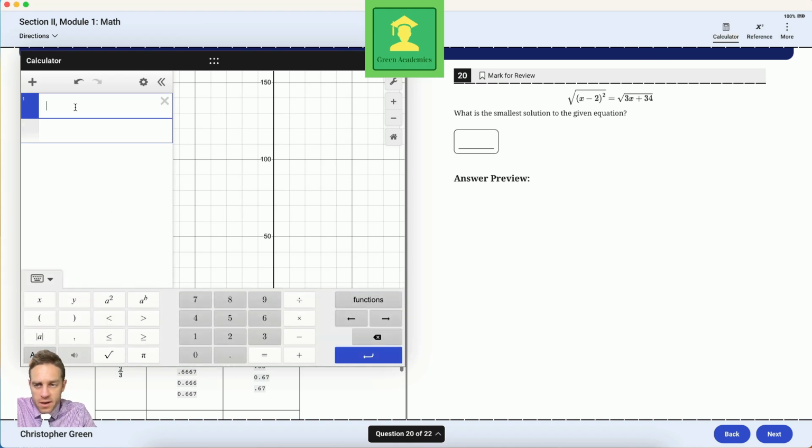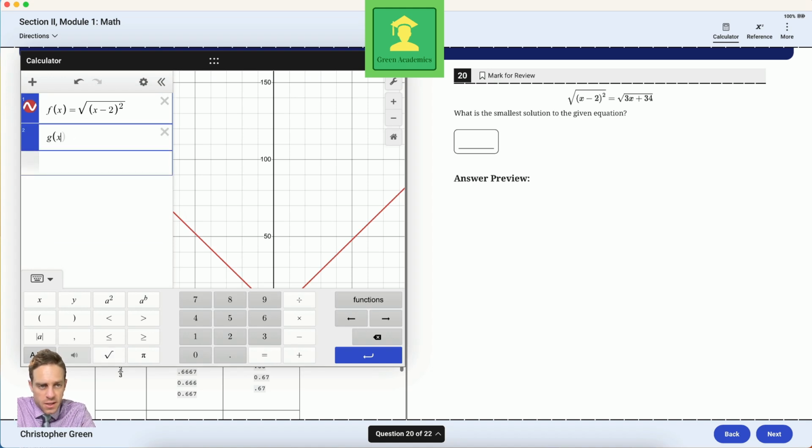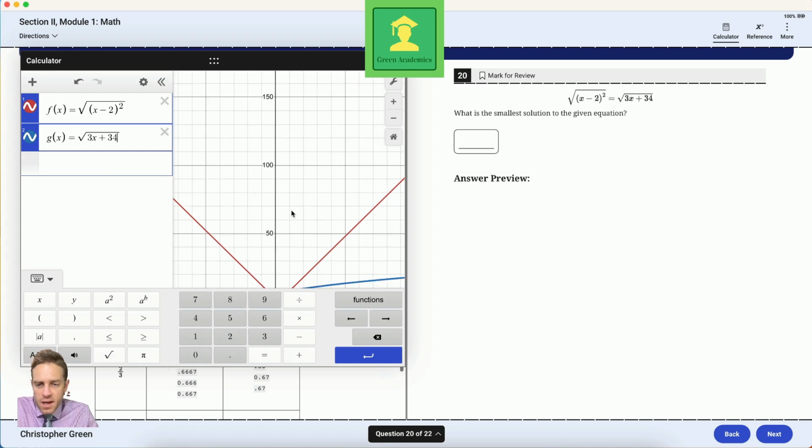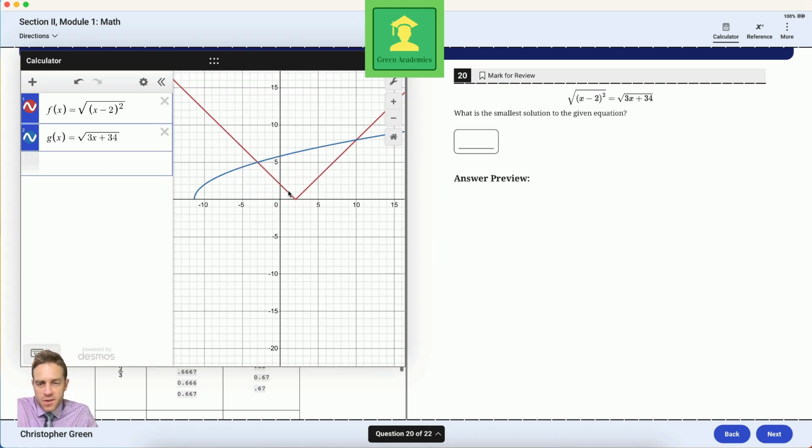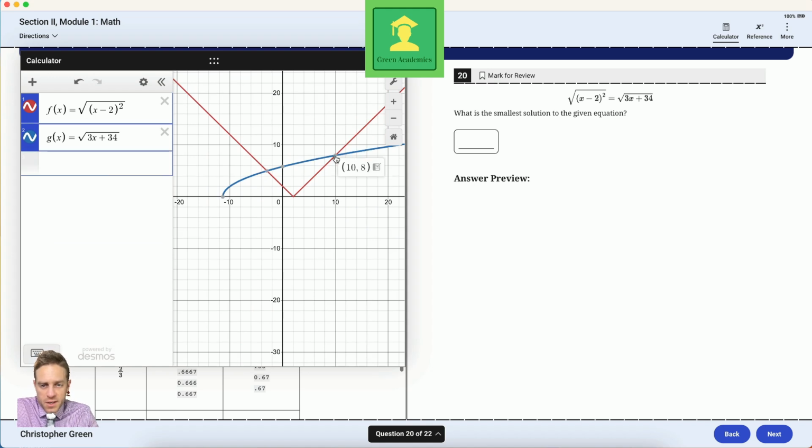I'm just going to really carefully copy this. So f of x is the root of quantity x minus 2 squared, still in the radical, sure. Then g of x is the root of 3x plus 34. Okay, and then I'm looking for the intersections, which you can see clear as a bell. One intersection is when x is 10. One intersection is when x is negative 3. Now, negative 3 is smallest. Negative 3 is the answer.